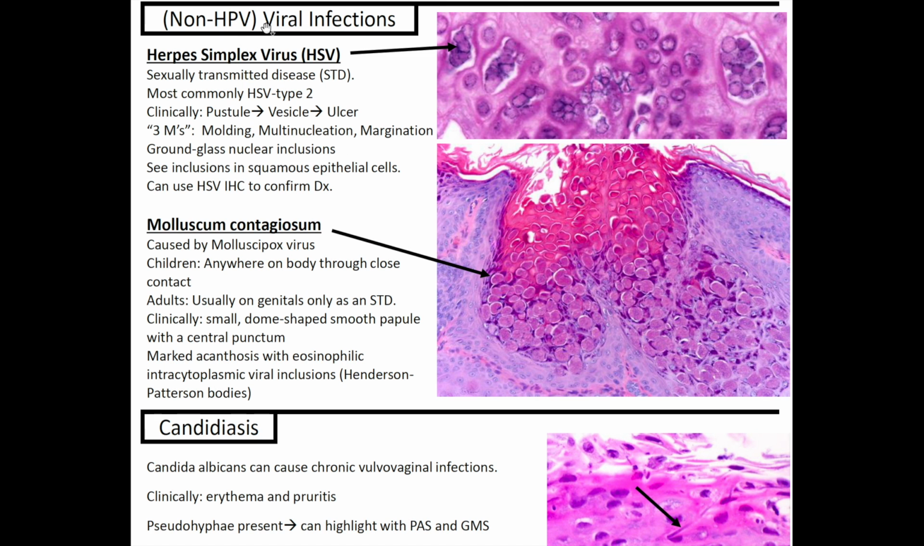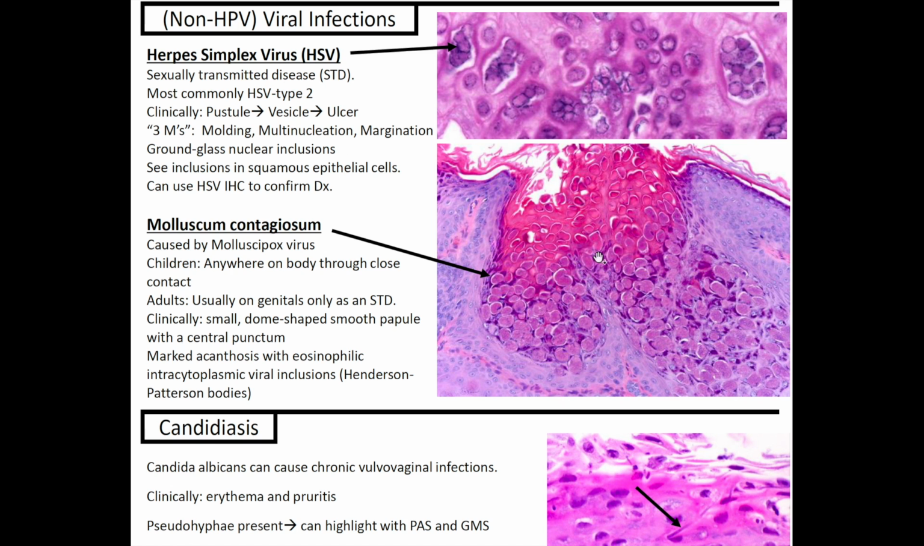So some non-HPV viral infections in the vulvar area that you may see are two classic ones. So you have herpes simplex virus, or HSV. This is a sexually transmitted disease, most commonly HSV type 2. Clinically, you're going to have pustules, which will become vesicles and ulcers. And the classic 3 M's of herpes are molding, multinucleation, and margination. And you will have the ground glass nuclear inclusions. You will see the inclusions in the squamous epithelial cells, and you can use the HSV IHC to confirm your diagnosis. So this top image, we have herpes simplex virus with the 3 M's.